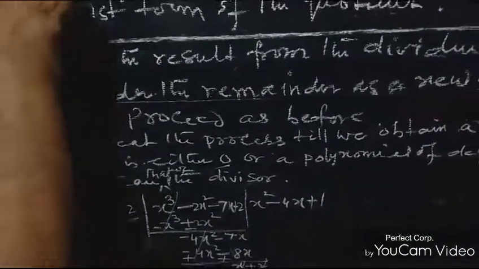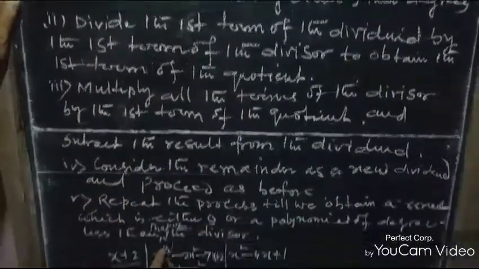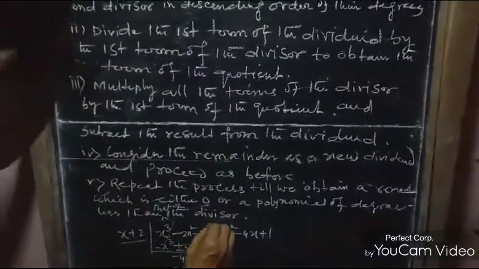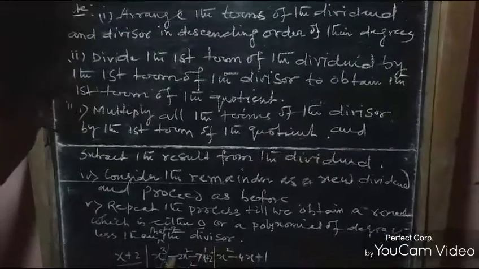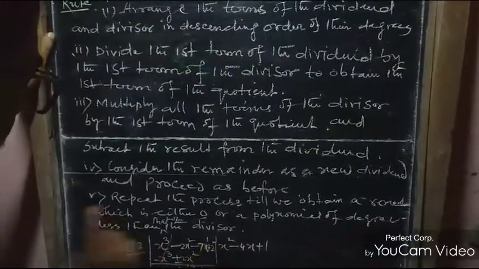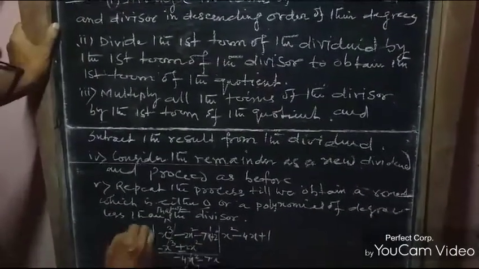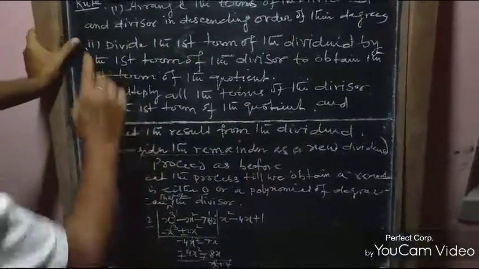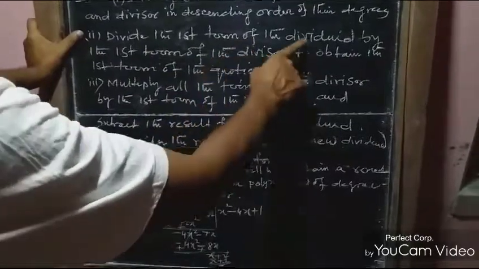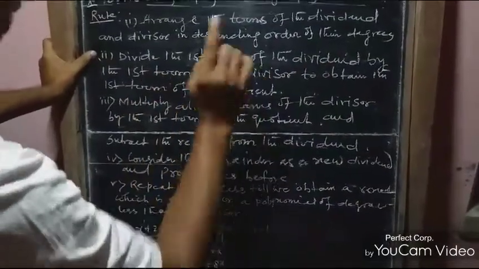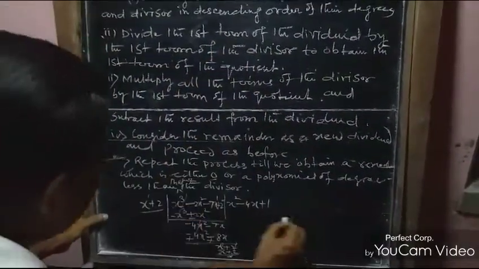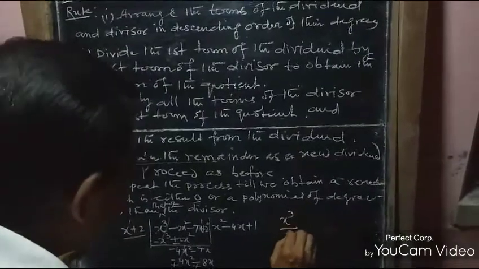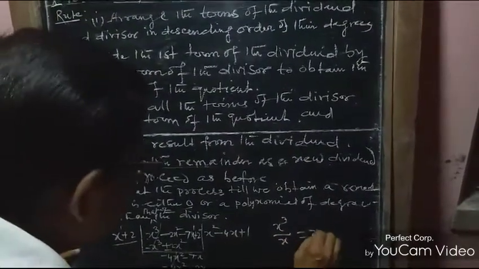See what the first rule is telling: all the degrees are in descending order, 3, 2, 1, 0. Now this is also 1 and 0. So it is in descending order form. Second, divide the first term of the dividend by the first term of the divisor. The first term of the dividend is x cube, and the first term of the divisor is x. It is coming x square.